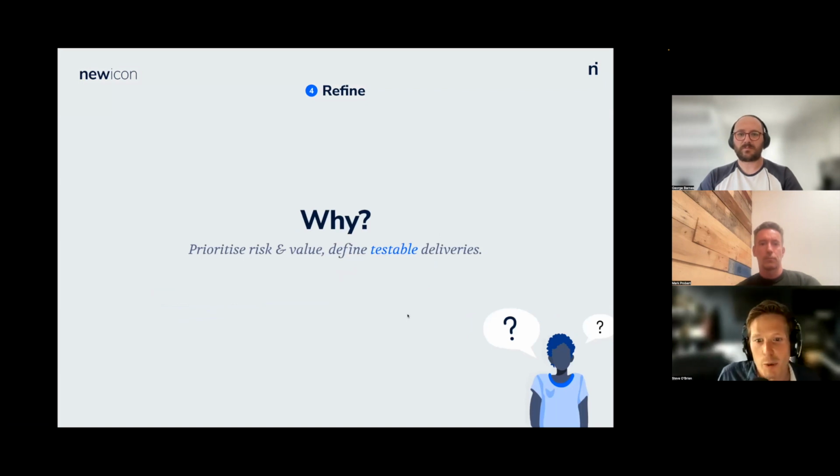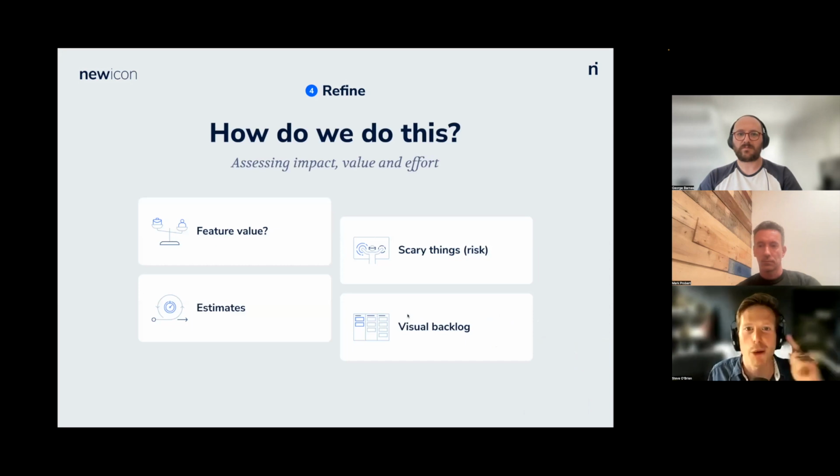Why? Well, we want to define testable deliveries. So the point of this phase, which will be more obvious when we go to the next slide, if it's not already, is that we essentially prioritize the high risk and the high value features, and then we define testable deliveries, which really helps when you go to development.